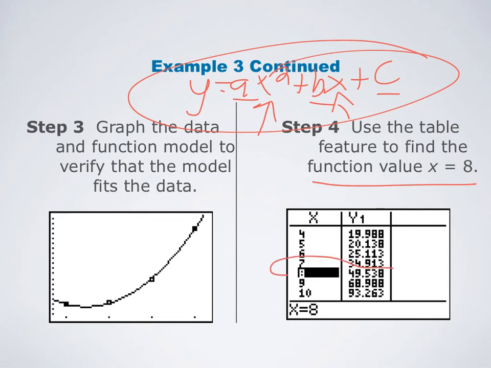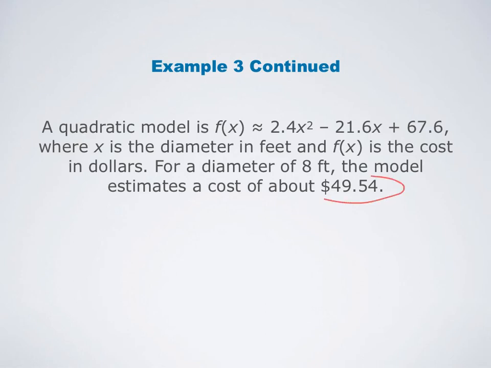Either way, we're going to end up with this row of the table down here, that row for 8, which gives us 49.538. So let's go ahead and talk about that. That 49.538 really would round to 49.54, and that tells us that if I want a pool with a diameter of 8 feet, so I want a pool that's 8 feet across, that is going to cost me about $50, $49.54. Okay? So that's how we can use that equation, and work through an entire problem in more of a real world scenario. Okay? So that is it for our notes today.